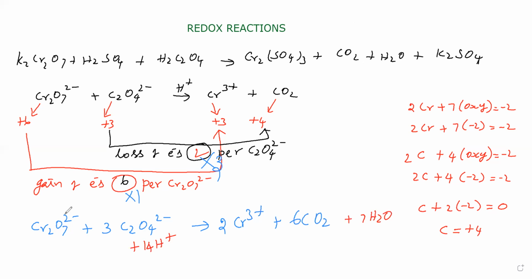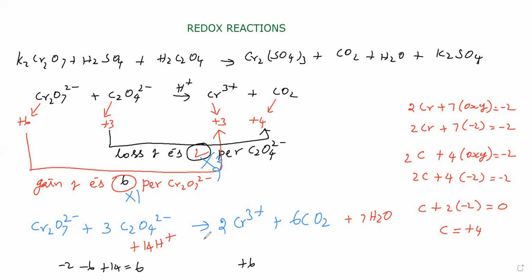Here the charge is -2. Here 3 into -2 is -6. 14 into +1 is +14. So the charge on the left side is +6. On the right side, 2 into +3 is +6. So the charge is balanced, which means the equation is balanced. We have written the balanced equation in the ionic form.